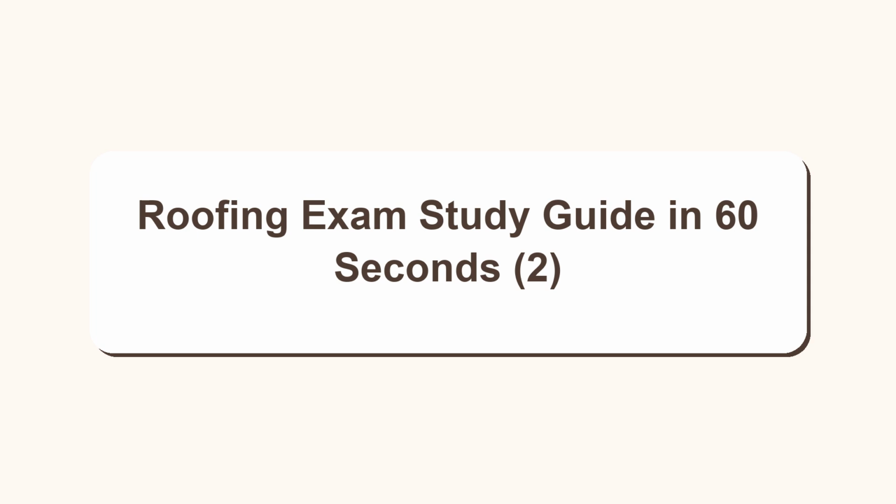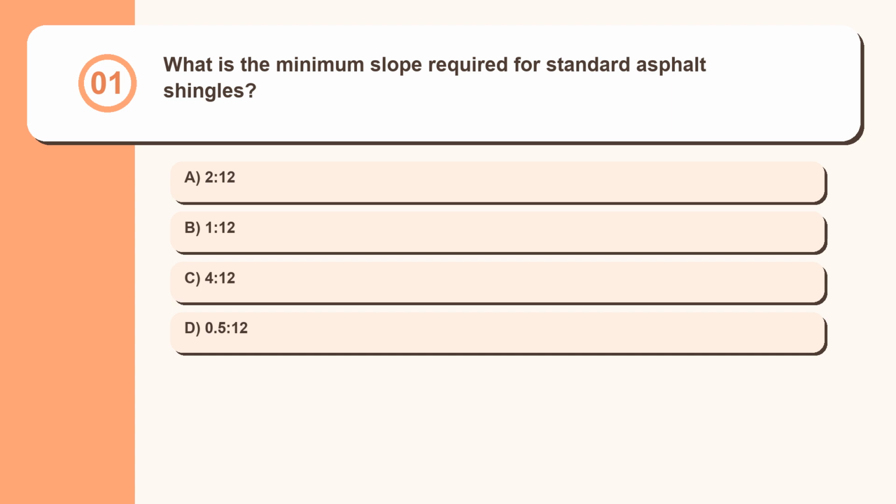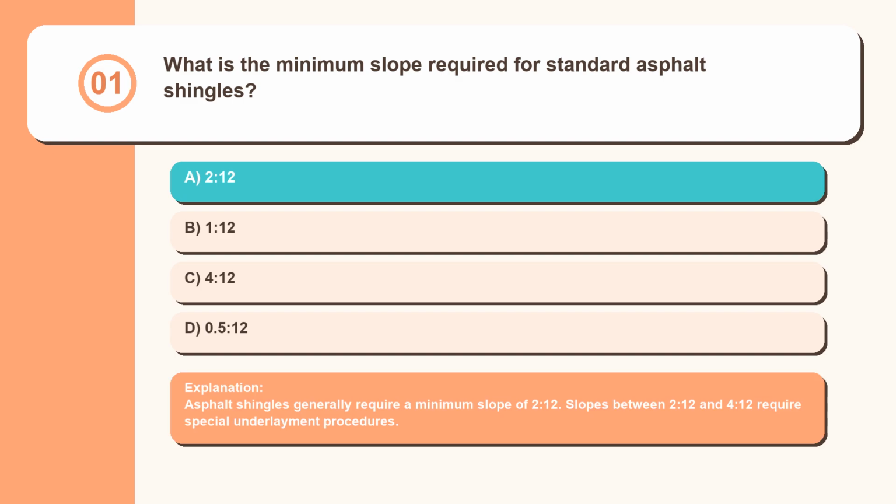Roofing Exam Study Guide in 60 Seconds, 2. Question 1. What is the minimum slope required for standard asphalt shingles? 2:12, 1:12, 4:12, 0.5:12. Asphalt shingles generally require a minimum slope of 2:12. Slopes between 2:12 and 4:12 require special underlayment procedures.